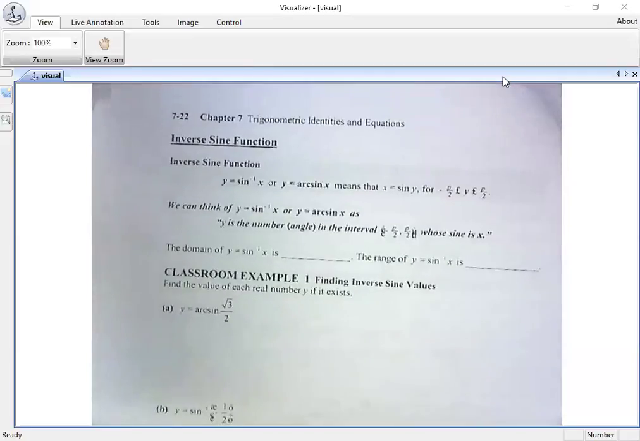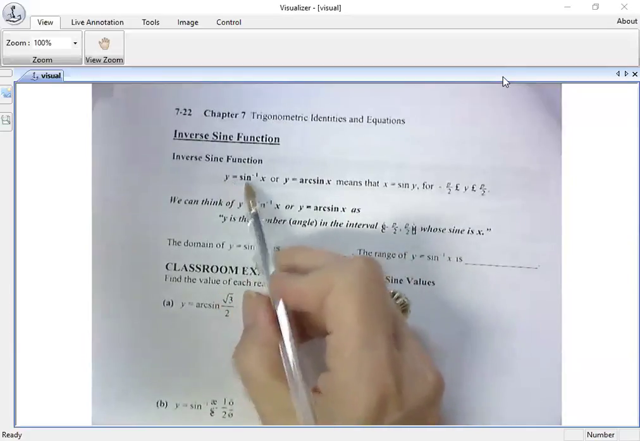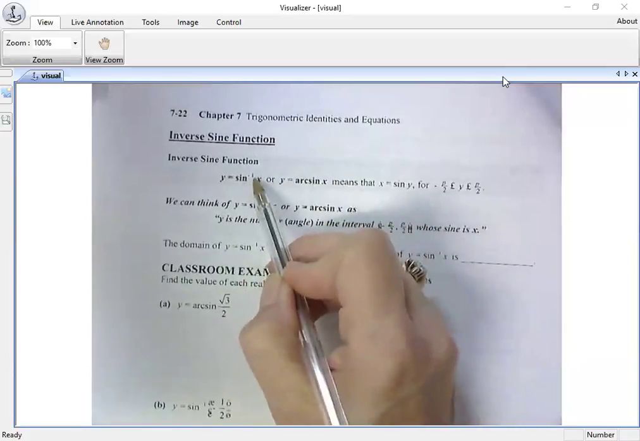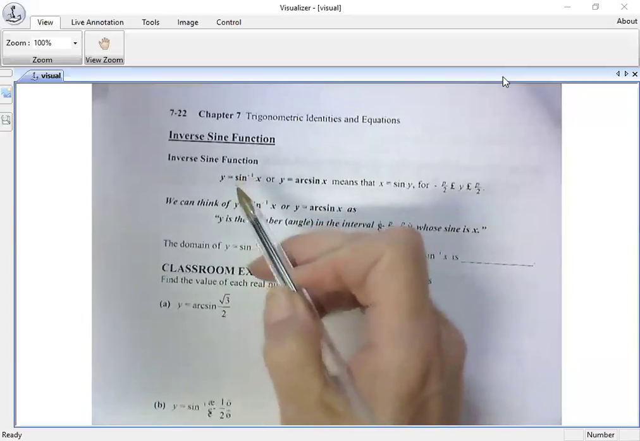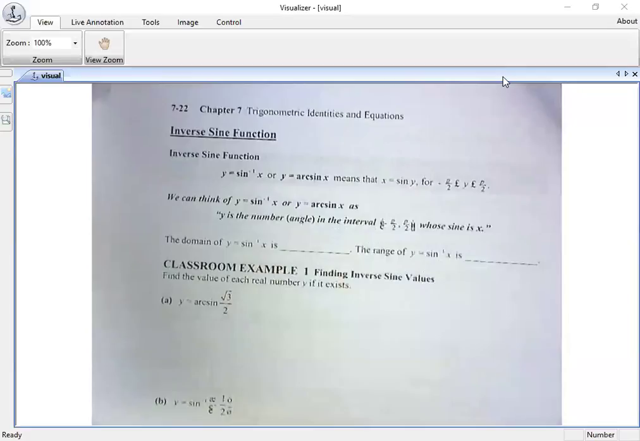Now, the inverse sine function looks like this. Y equals the angle whose sine is, that's what arcsine means. Or if you do it this way, that's perfectly okay too, but that doesn't mean 1 over sine of x. That means that we're looking for the inverse.